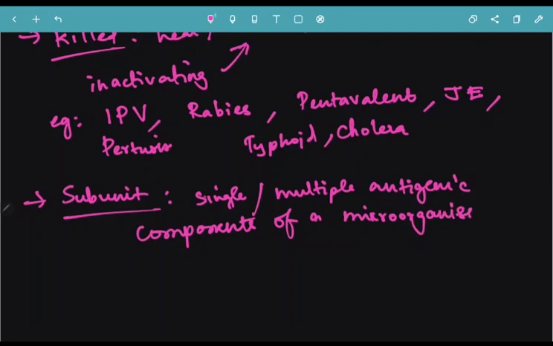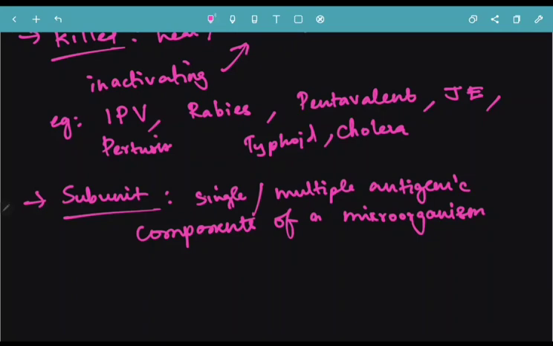So that is subunit vaccines. In subunit, the entire microorganism is not injected, but just a single or multiple antigenic components of a microorganism that are capable of stimulating a specific immune response sufficient to protect from a relative pathogen infection or from a clinical manifestation of a disease. So subunit vaccine is made up of single or multiple antigenic components of a microorganism that is capable of producing an immune response.